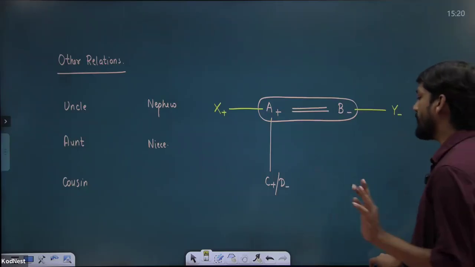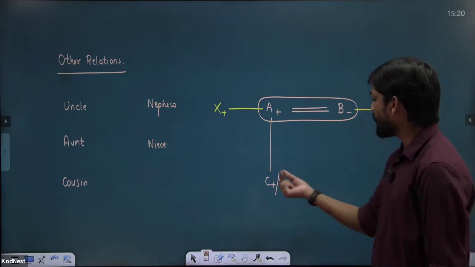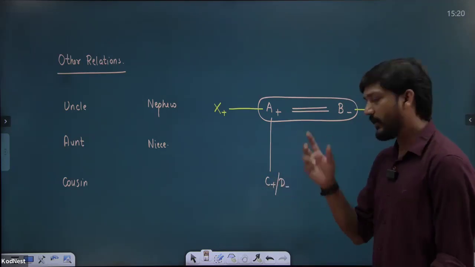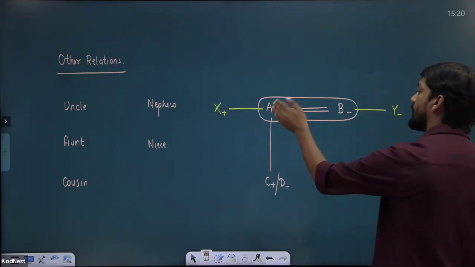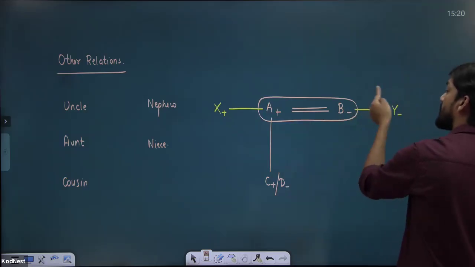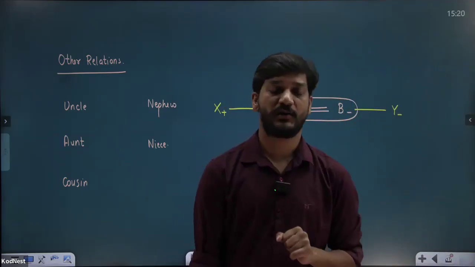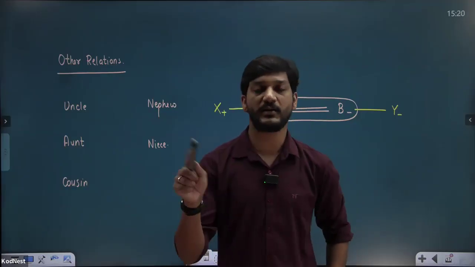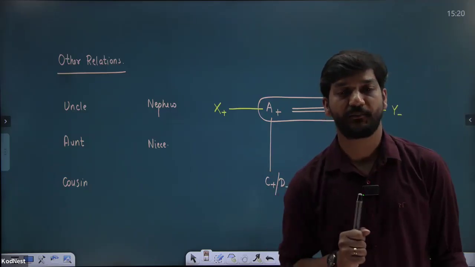Okay. Now think carefully. This is you, male or female, you can decide yourself. This is you, your father, your mother, your father's brother, your mother's sister. They will be your uncle and aunt, yes or not? Your father's brother or sister, your mother's brother or sister will be your uncle and aunt.